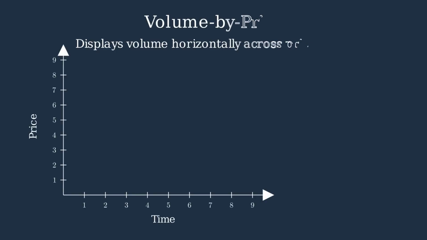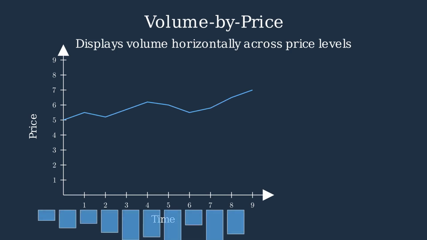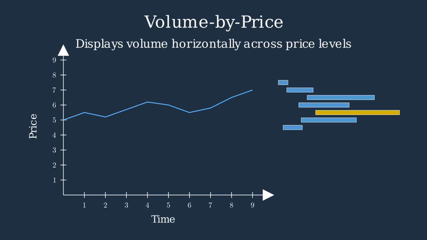Volume by price displays trading activity at different price levels, showing where the most significant buying and selling has occurred. Let's begin with a standard price chart showing price movement over time. Traditional volume analysis shows volume bars at the bottom of the chart, indicating trading activity at specific time periods. Volume by price shifts our perspective from time-based to price-based analysis, displaying volume horizontally at different price levels.